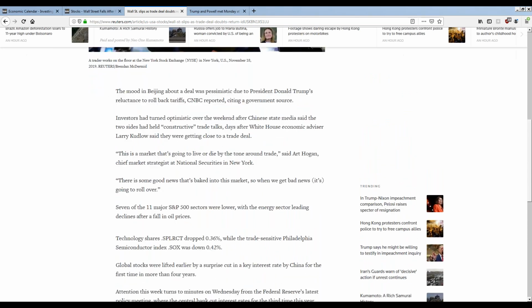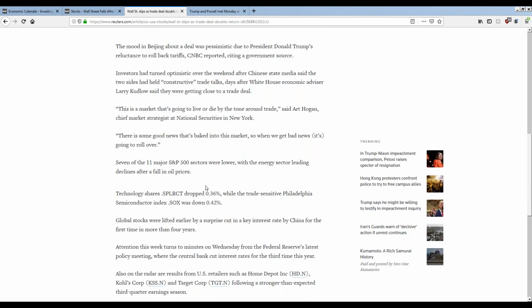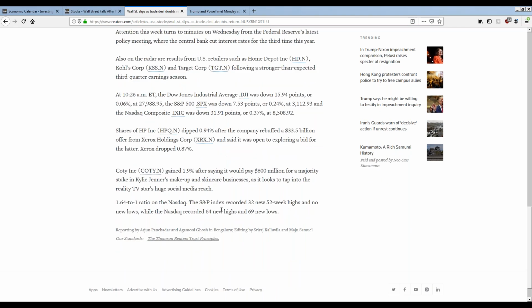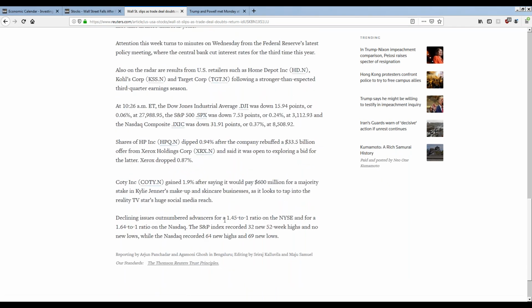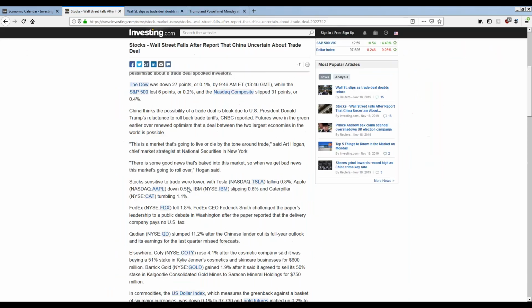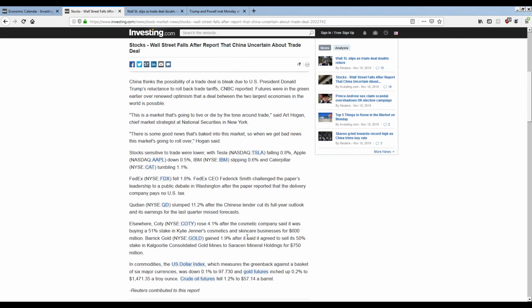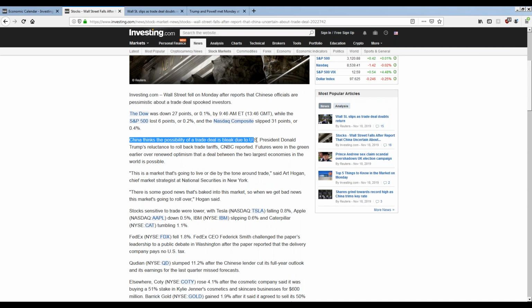Let's see here. One of them had some news about China. They had a key interest rate in China that they lowered. That didn't look good for the markets as well. I'm looking for that article. I don't see it here, but that's okay. There, you see here, China thinks the possibility of a trade deal is bleak due to U.S. President Donald Trump's reluctance to roll back tariffs. That is the sticking point right now. With China saying stuff like that, right? Their negotiators are saying, boy, the trade deal doesn't look good. That's what bleak means, right? Doesn't look good because Trump is reluctant to roll back the tariffs.